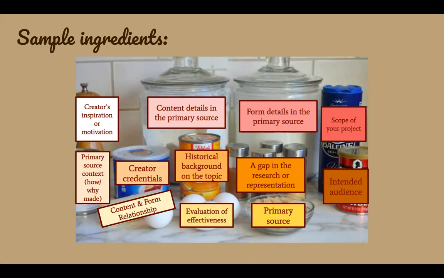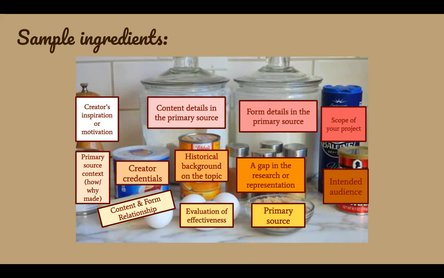Perhaps you cover the primary source context of how and why it was made. Maybe offer some creator credentials of who created the text that you're analyzing and what are some relevant details to know about them. Some people like to provide a historical background on the topics so that we get a sense of what is the larger socio-political context for this text existing to begin with. A gap in the research or representation. Some folks like to have an introductory section that acknowledges what's missing or what continues to be overlooked in a theoretical or other type of framework.